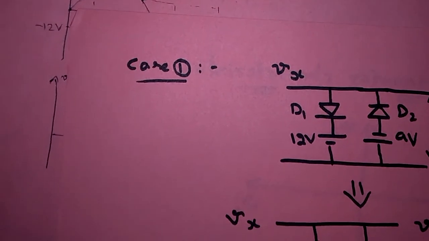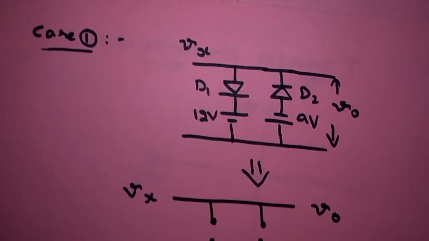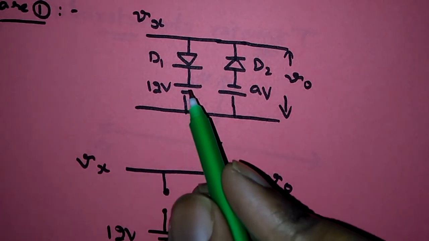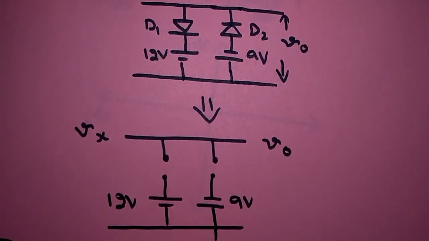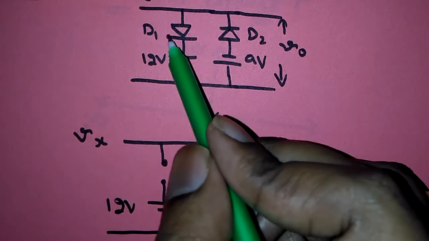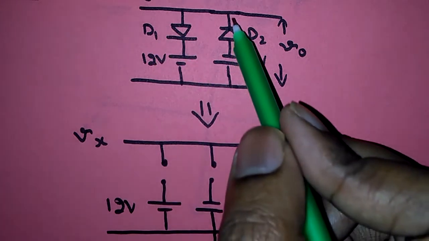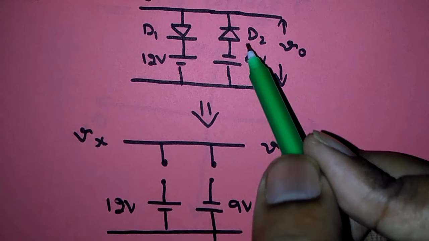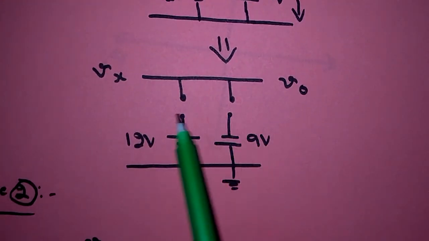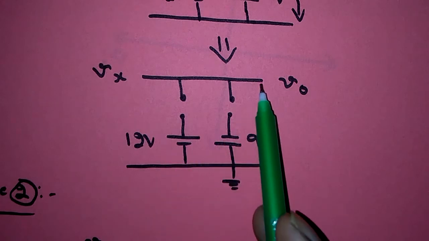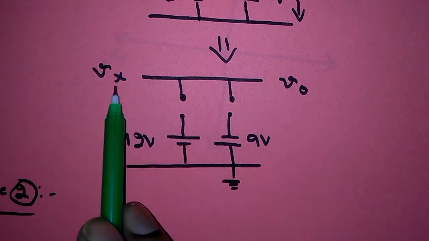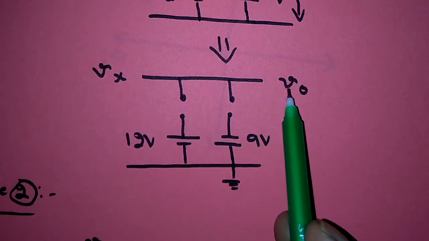In case 1, our input waveform lying between 2 reference voltages. So the main circuit can be redrawn like this. Whenever the anode voltage is less than compared to cathode voltage, diode D1 will enter into reverse bias. Similarly, diode D2 also enter into reverse bias. So they will act like open circuit. When there is no connection between these DC voltages and output, these two supplies will not affect this output. So this Vx will directly appear at V0.